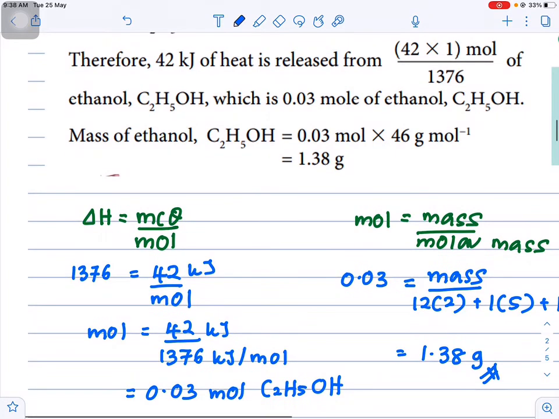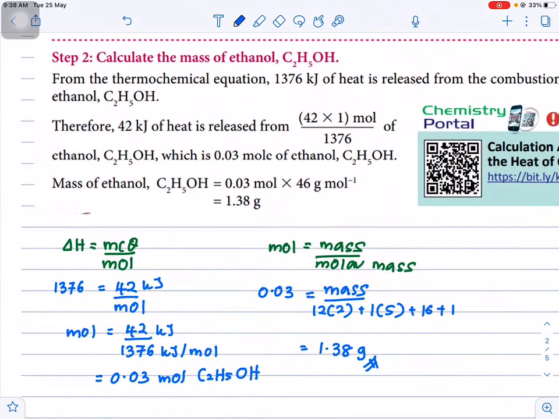So the number of mole is 0.03 mole for the ethanol. Okay, so this is the number of mole of ethanol. The question is asking you about the mass of the ethanol. Okay, how to find the mass? We have the number of mole. Okay, so to find the mass, we're going to use the formula mole equals mass over molar mass.